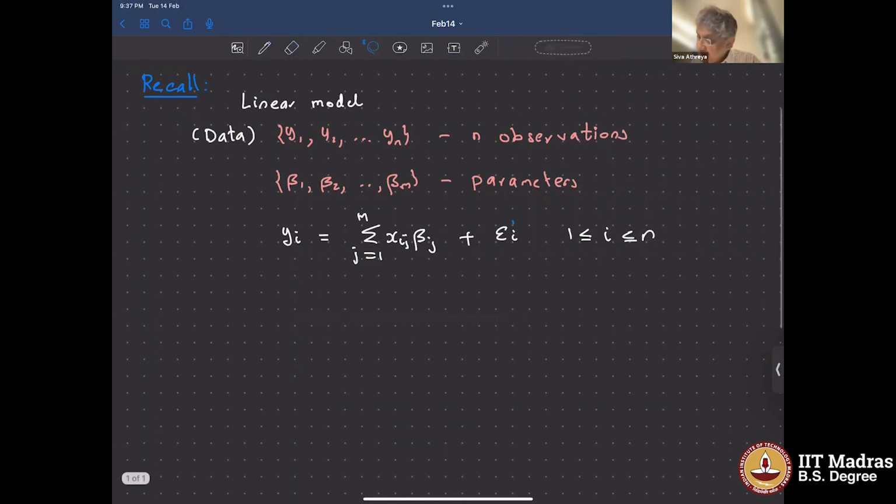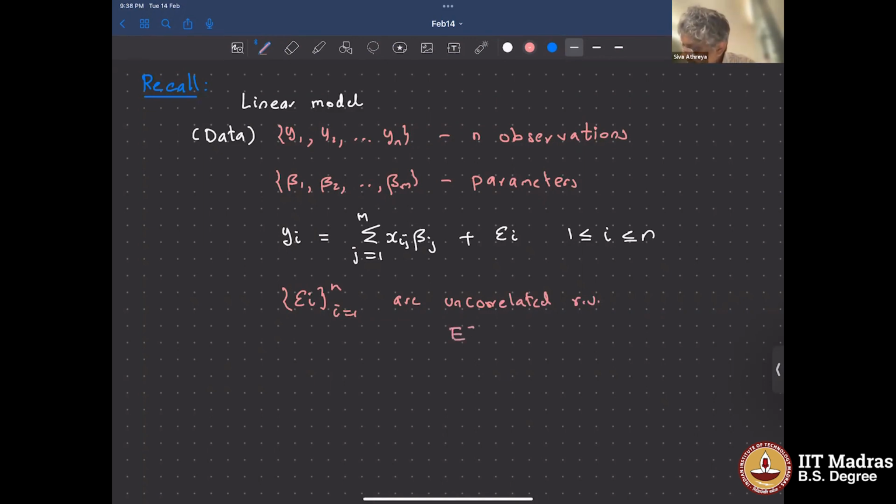And what were the epsilon i's? As of now, I didn't assume anything about them. I just said they are uncorrelated random variables. And I assumed mean 0, and I gave them a variance structure. The variance structure I gave was sigma squared. So this is what I called the basic linear model that I had in mind.